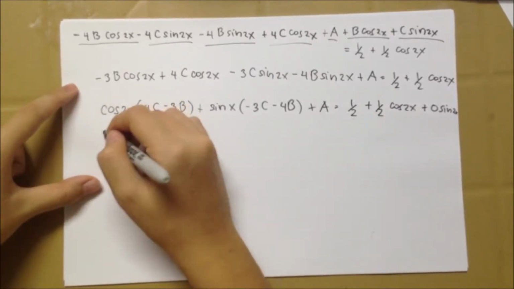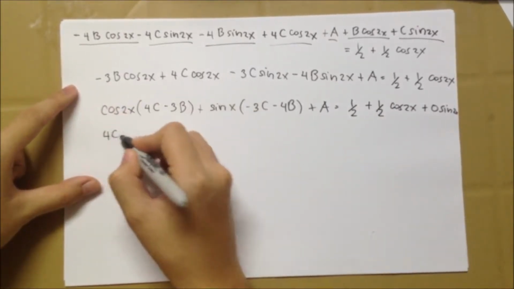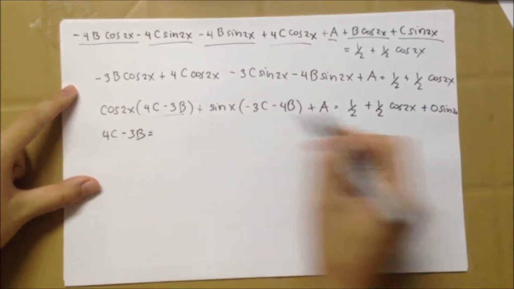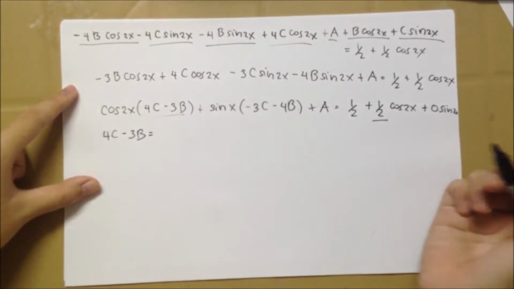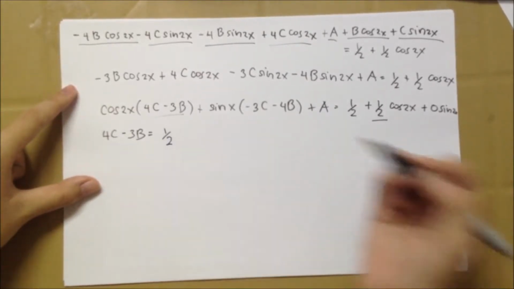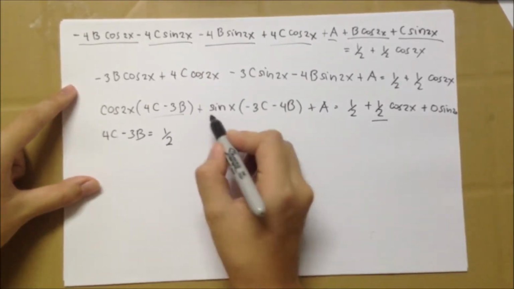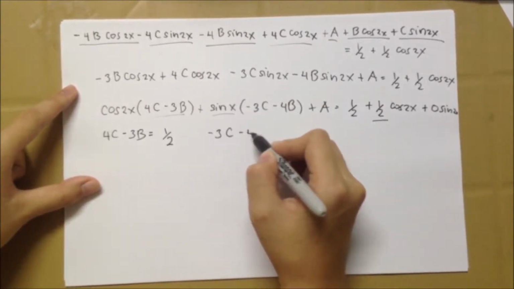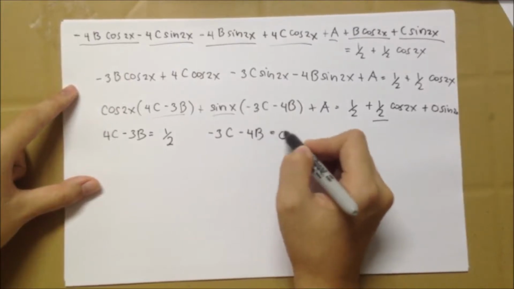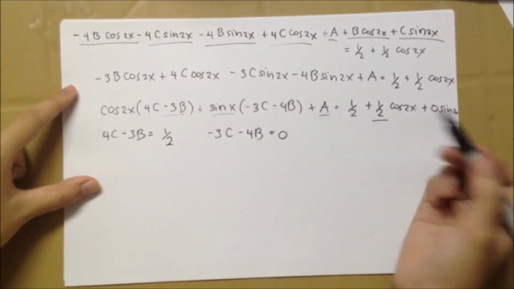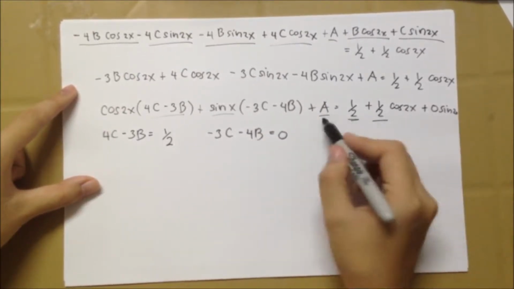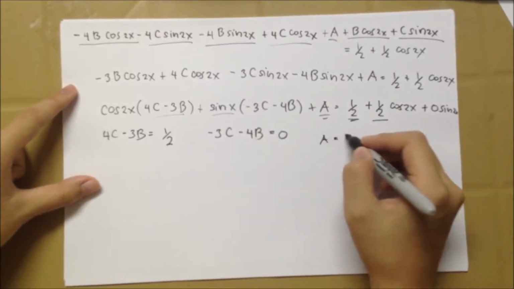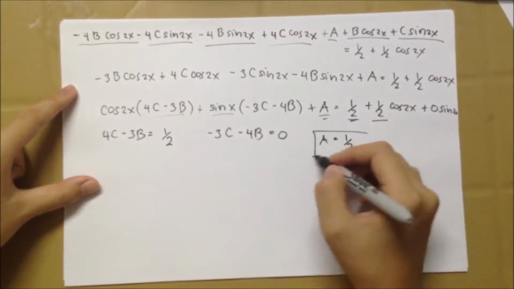So this will be 4c minus 3b equal to, the coefficient of our cosine 2x here, which is 1/2. The other one, our sine of x: negative 3c minus 4b is equal to 0. And the value for our a here is a constant, so it's just this. So we have a equal to 1/2. So that is the value of our a.